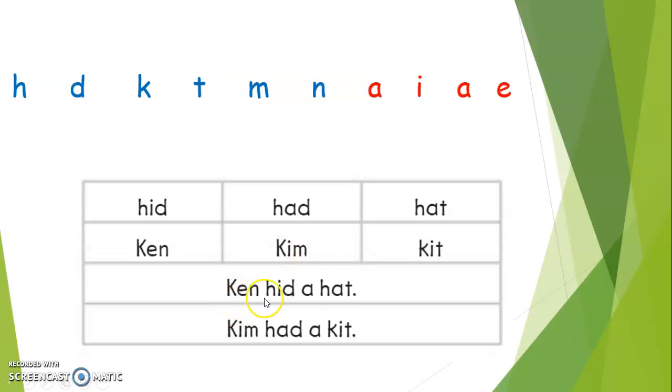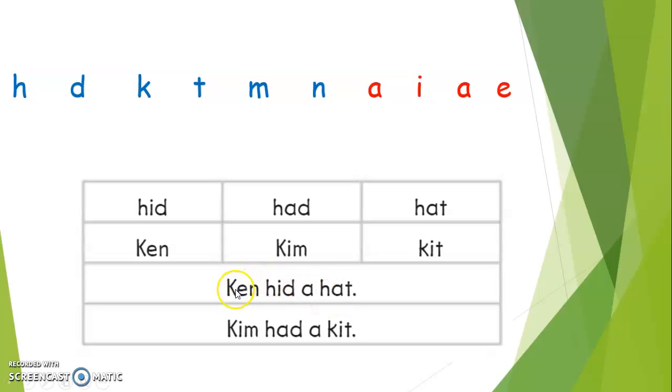Let's sound out this first sentence. Ken, hid, a, hat. And there's our period at the end of the sentence. Let's read the whole sentence. Ken hid a hat. Ken hid a hat. I want you to practice reading that sentence, touching every word.